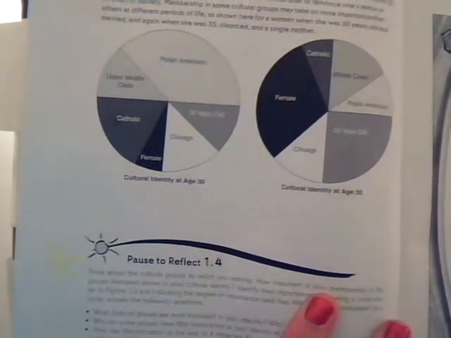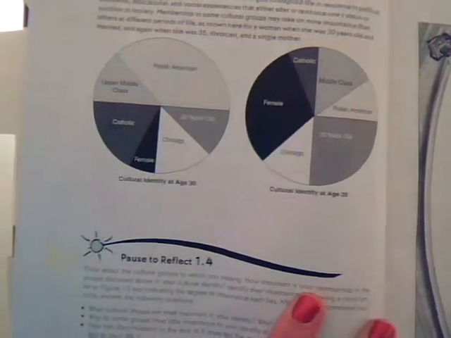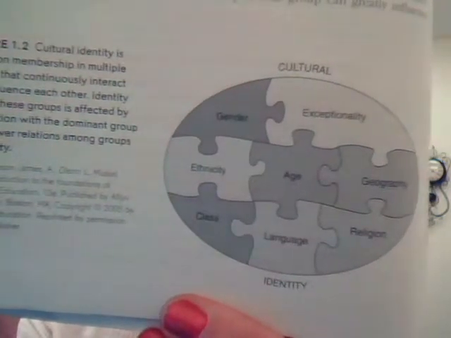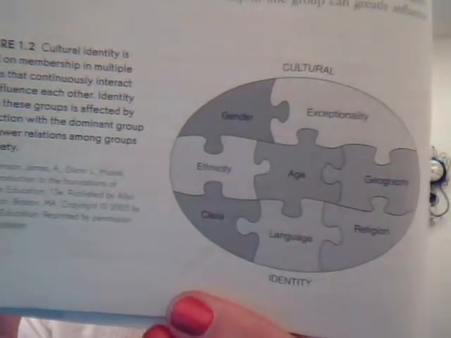So your cultural identity will be changing as you learn more, as you have more experiences. The little puzzle figure on page 18, I think, is a great example of how cultural identity is pretty complicated. And it's made up of a lot of pieces of the puzzle.